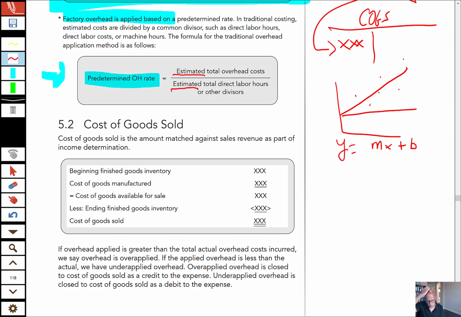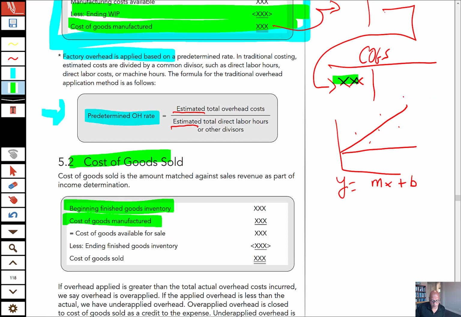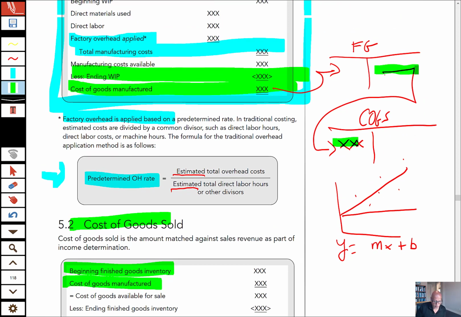Key thing, remember, because problems will give you the actual and will give you the estimated. To determine the predetermined overhead rate, you have to use the estimated numbers. Okay, and then cost of goods sold is whatever our beginning cost of goods sold was. Cost of goods manufactured, by definition, guys, is the amount that comes out of work in process and goes into finished goods.